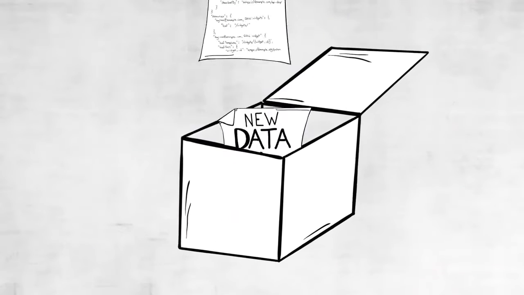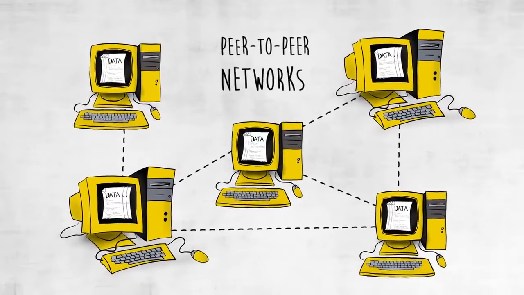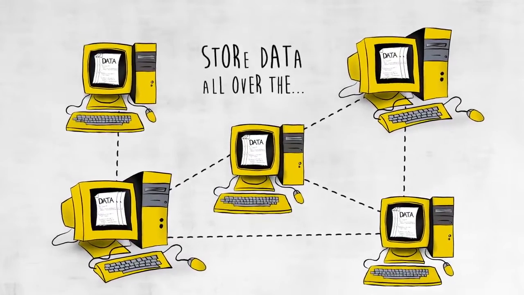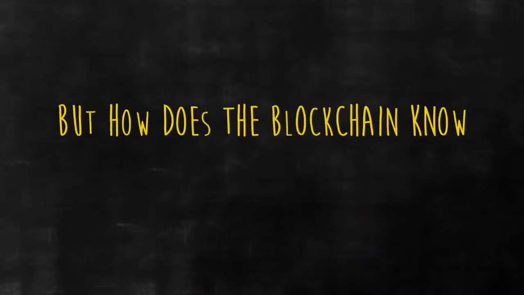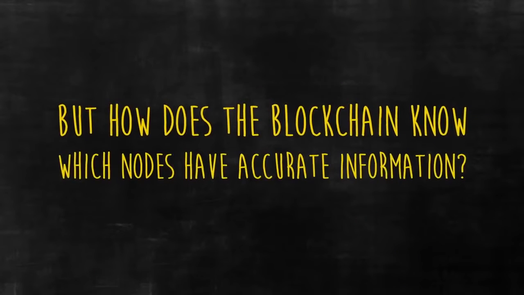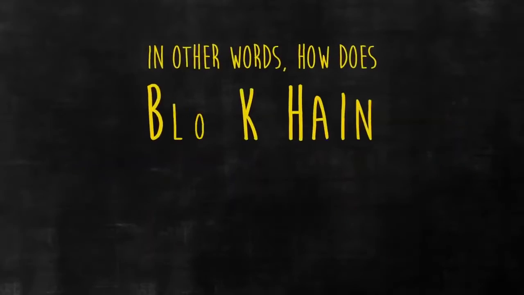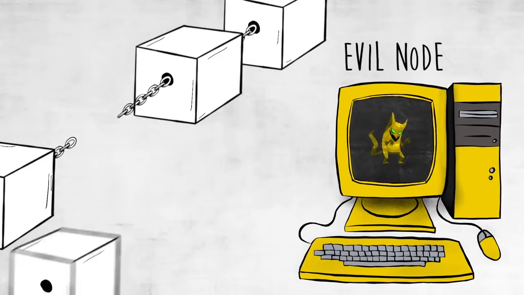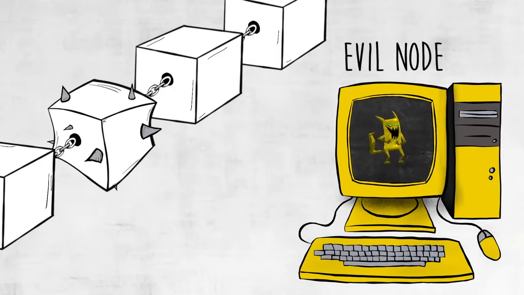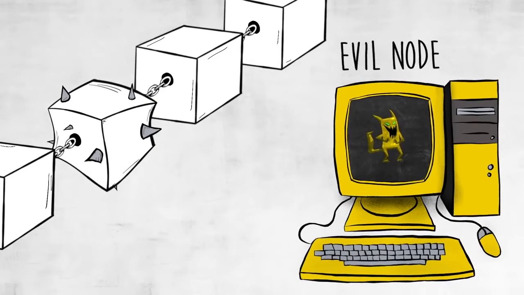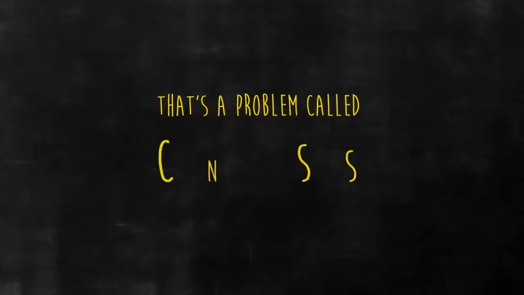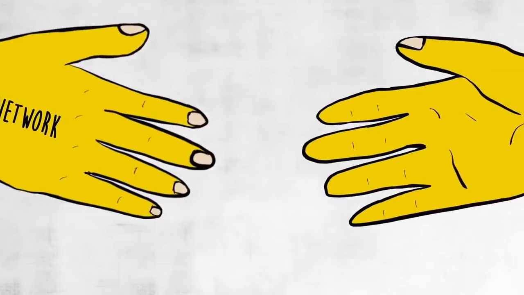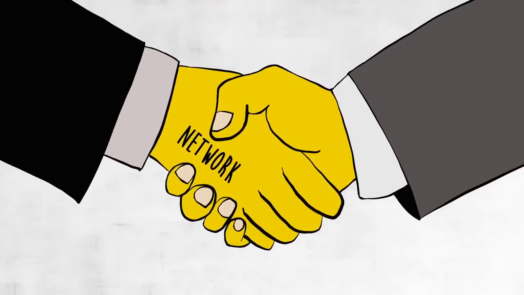Okay, so now we know that blockchains organize data in blocks. And we know that blockchains can use peer-to-peer networks to distribute and store data all over the world. But how does the blockchain know which nodes have accurate information? In other words, how does blockchain know what data is authentic if any node can modify the chain? What's to stop a malicious node from trying to fool the rest of the network for its own advantage? That's a problem called consensus, which is really about maintaining agreement on a network.